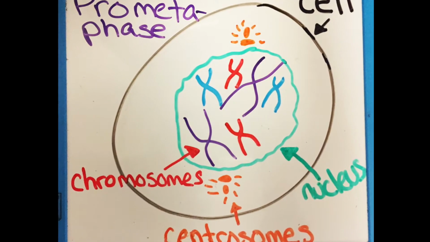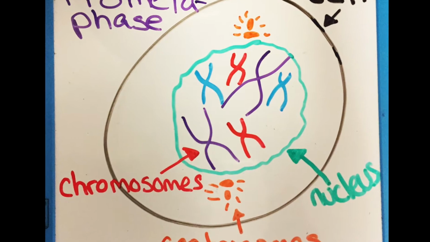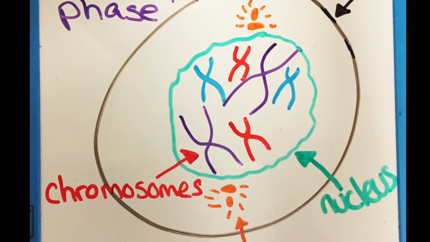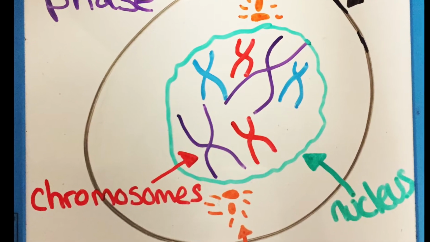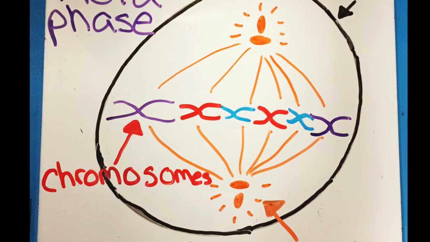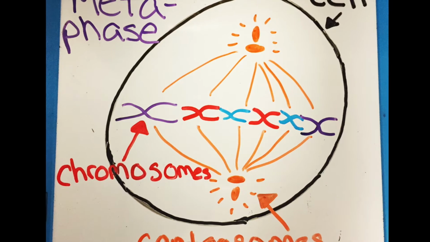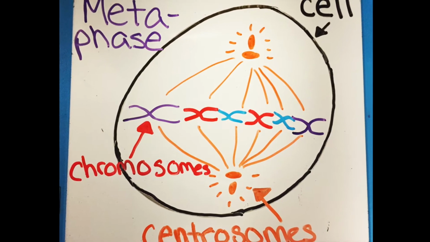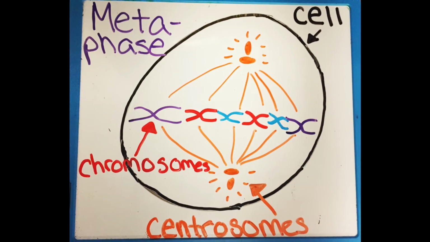Prometaphase is the stage of mitosis in which the nuclear membrane disintegrates, then the centrioles reach the poles of the cell, and the chromosomes continue to contract. Metaphase is when the chromosomes line up in the middle of the cell, become more condensed, and are pulled by the spindle fibers to opposite poles of the cell.